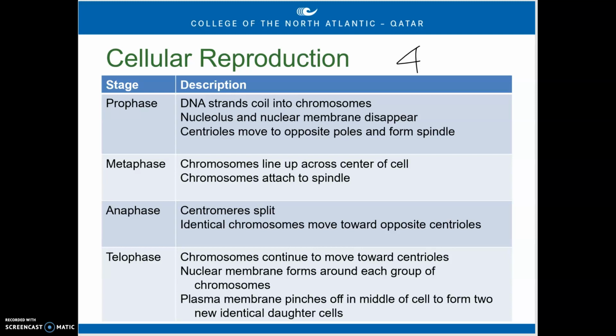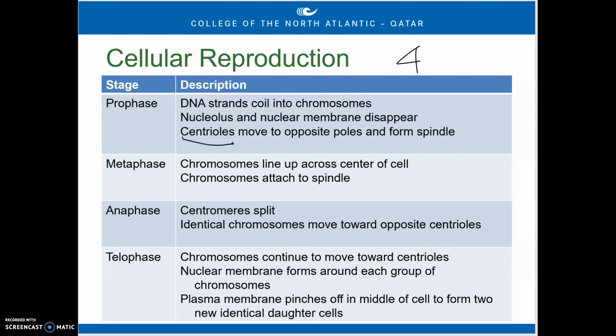In animal cells, there's another organelle involved in this called the centriole. And a centriole helps organize separating the chromosomes. And centrioles usually occur in pairs. Now in prophase, the centrioles are going to move to opposite sides of the cell.